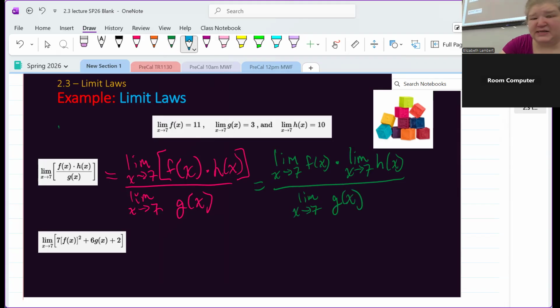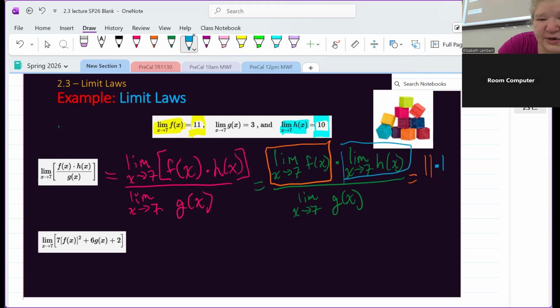And now each of these pieces, I'm going to fill in what I know them to be. Up here, they told me the limit of f of x as x approaches 7 is 11. So this whole entire thing here, I'm going to replace with 11. Then over here, our limit of h of x as x approaches 7 is equal to 10. So for this whole thing for h of x, I'm going to write a 10.